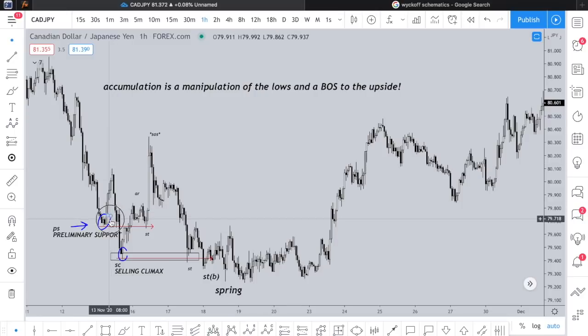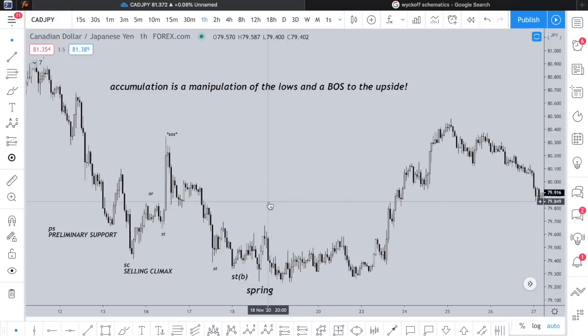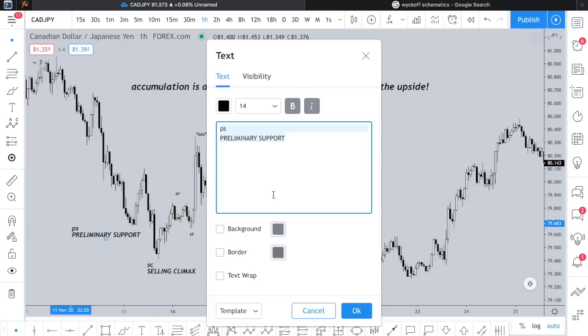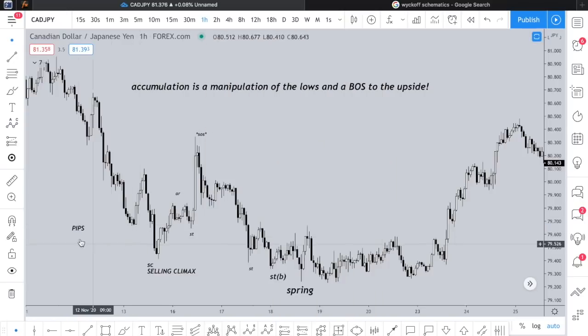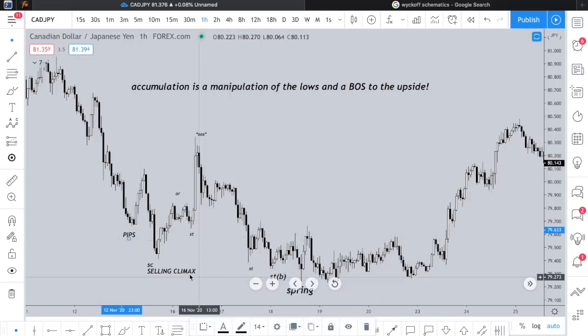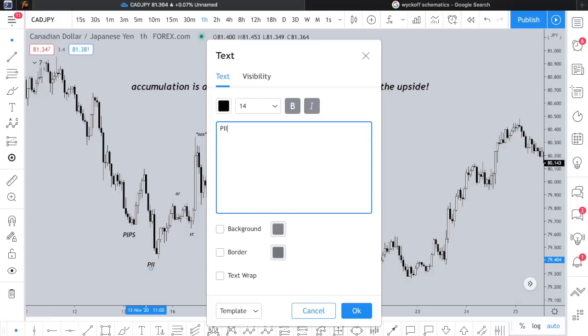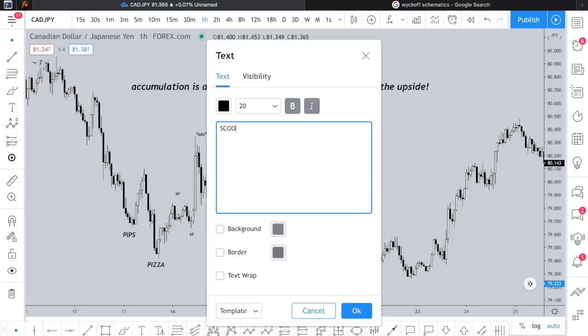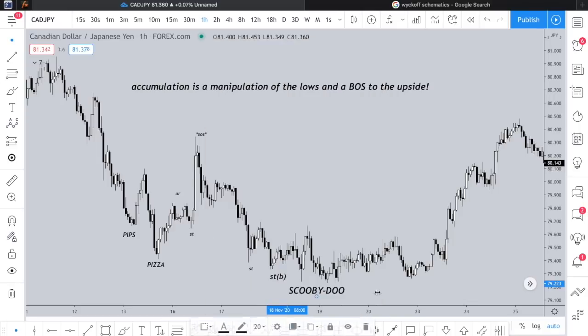Now, here's a fun way to actually look at all of these different abbreviations. We've just spent so much time going through what all of these different abbreviations mean and what the purposes of all of these different abbreviations in a way are. But does it really matter if I call that preliminary support or if I call that pips? Does it really matter if I call that, for example, the selling climax, or I go ahead and call it pizza? Does it matter if I go ahead and write that as spring or write it as Scooby-Doo? It doesn't really make a difference.